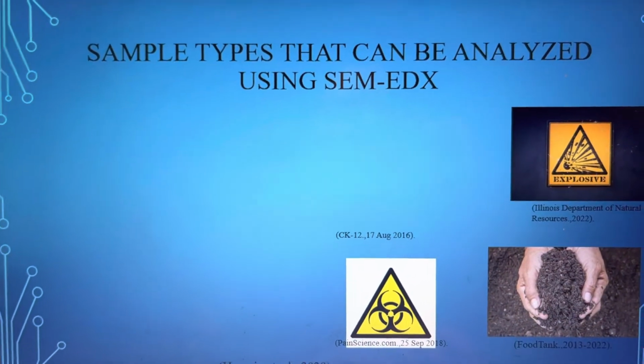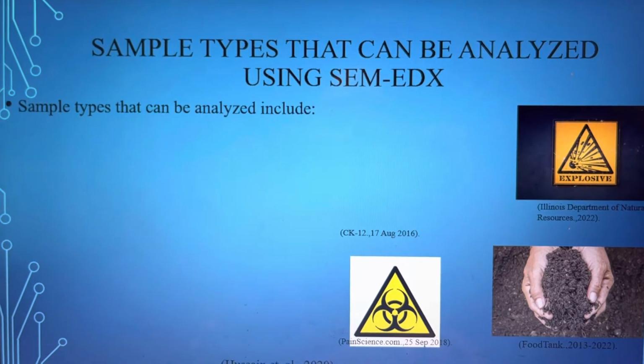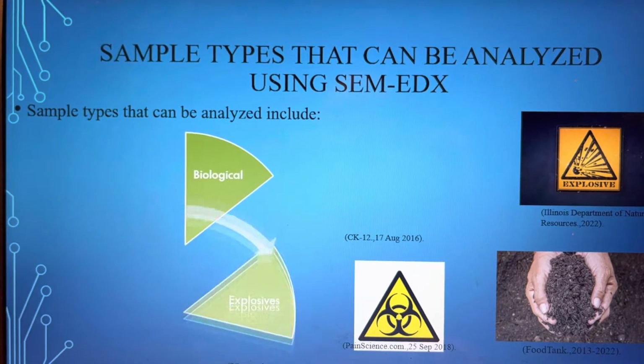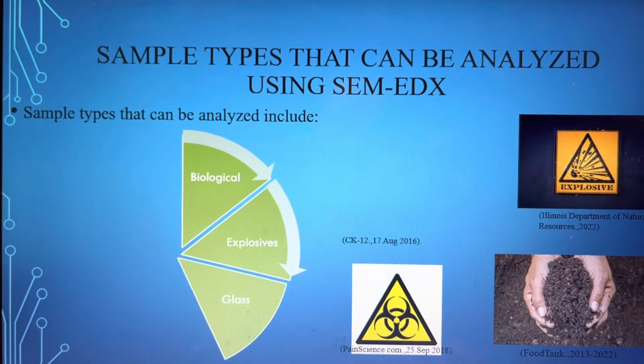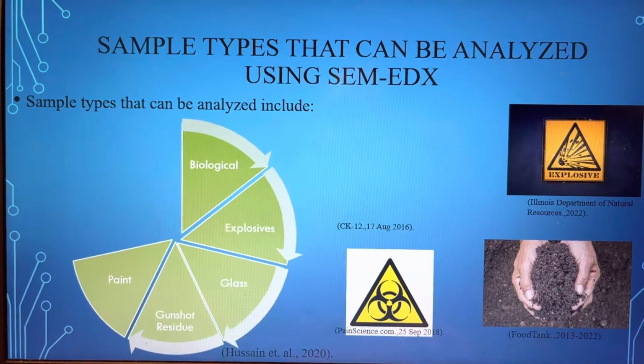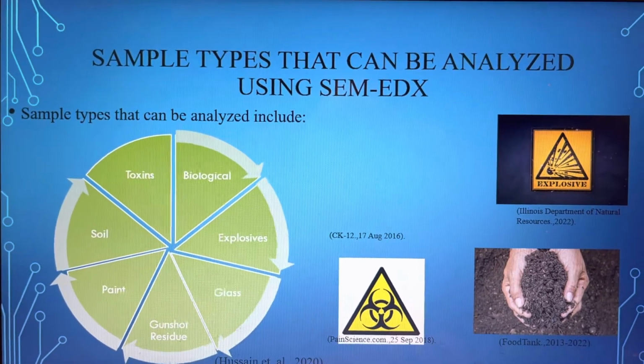So what sample types can be analyzed using SEM EDX? The sample types that can be analyzed include biological, explosives, glass, gunshot residue, paint, soil, and even toxins.